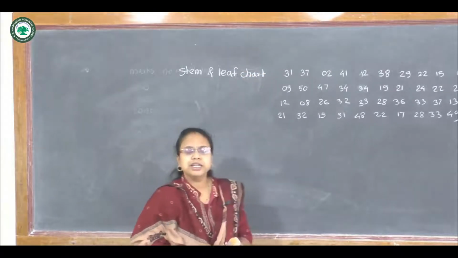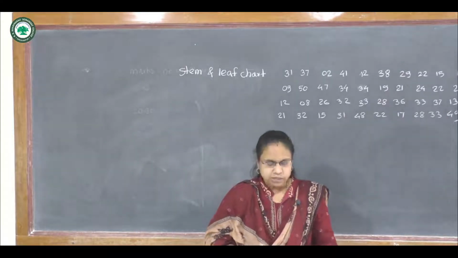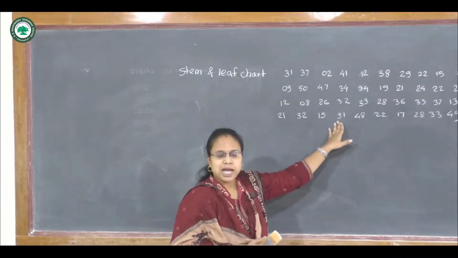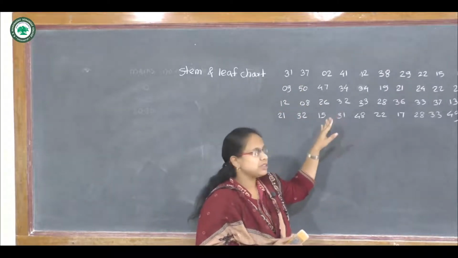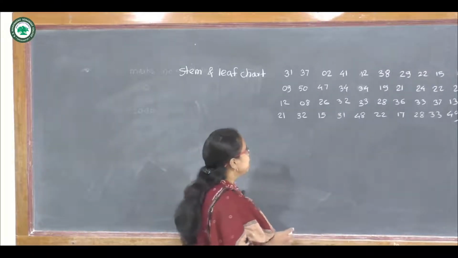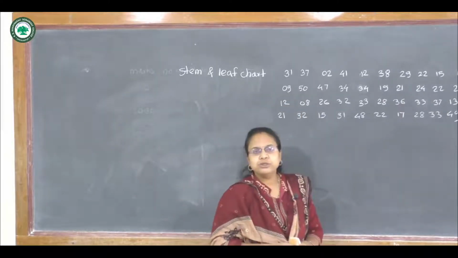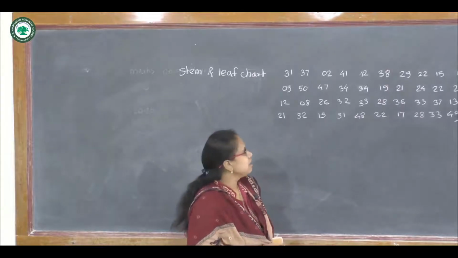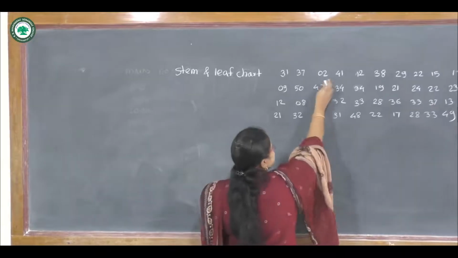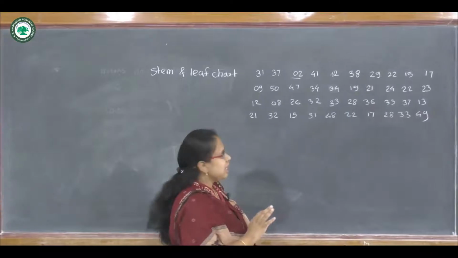This method is useful to represent statistical data with the help of a chart. This is one example I have taken, and we will learn the stem and leaf chart with the help of this example. Here for this data we can see that it is 2-digit numbers, and the lowest number is 2 and the highest number is 50 in that data.